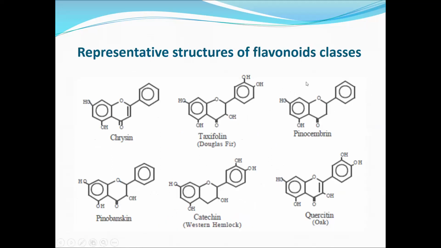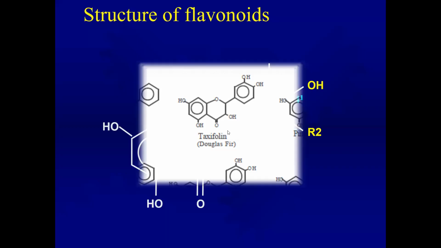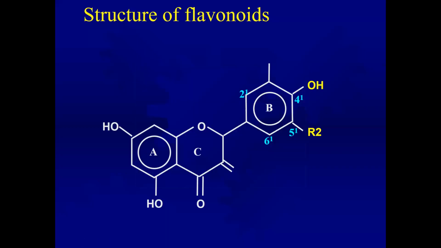Representative structures of flavonoid classes, for example, chrysin, a flavone, flavonols, or you can find many other representative structures, for example, taxifolin, pinocembrin, pinobanksin, catechin, western hemlock, or quercetin, or oak. So these are some examples of natural compounds.